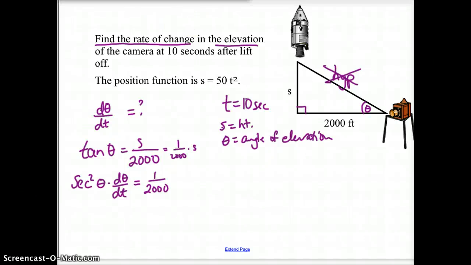All right, let's finish up this example that we were working on. So the derivative of tangent theta is secant squared theta times d theta dt equals 1 over 2,000 times the derivative dt.